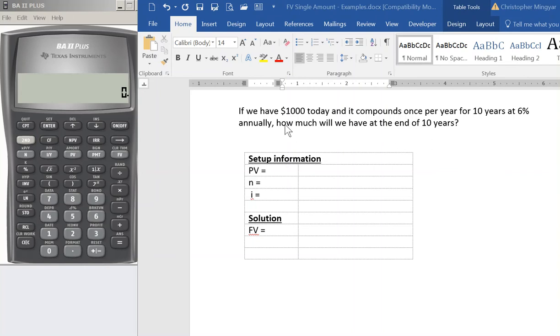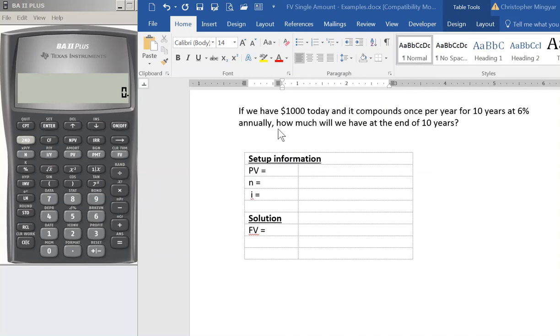So before we begin, we want to make sure that we remember that in finance, interest rates are typically stated in annual terms. So in this problem, it says if we have $1,000 today and it compounds once per year for 10 years at 6% annually, how much will we have at the end of 10 years? Now, even if this didn't say 6% annually and it only said our money is compounding at 6%, we would understand that that means annually, because in finance, interest rates are typically quoted in annual terms unless otherwise indicated.